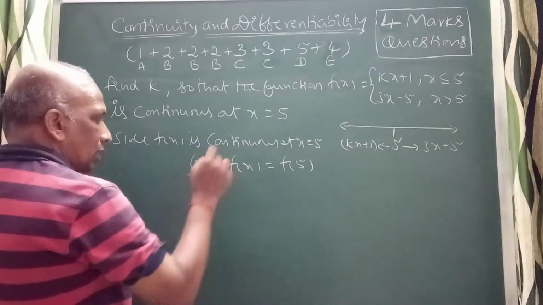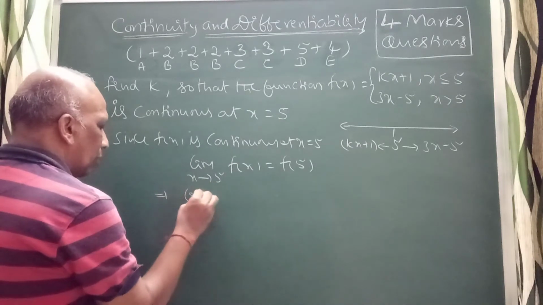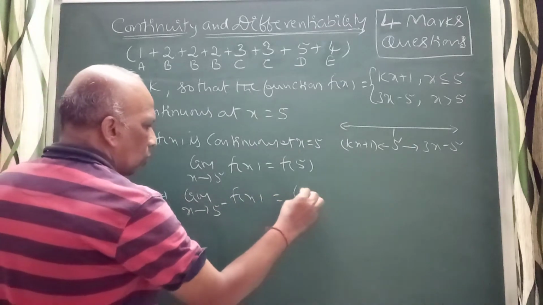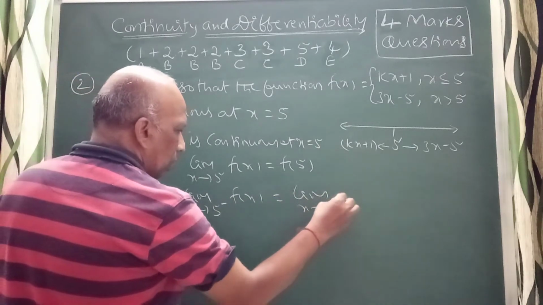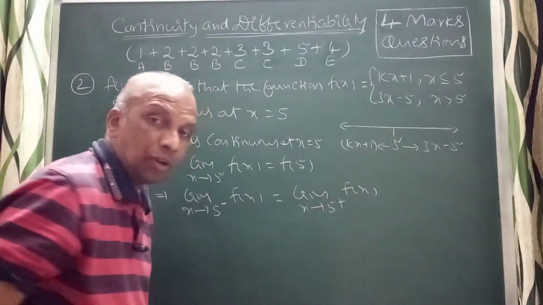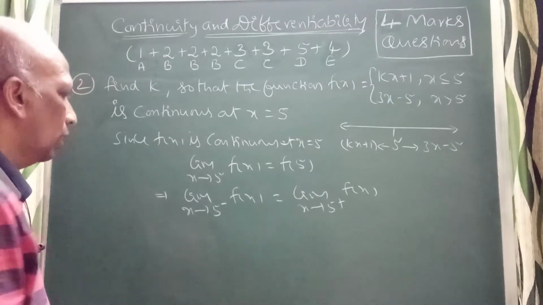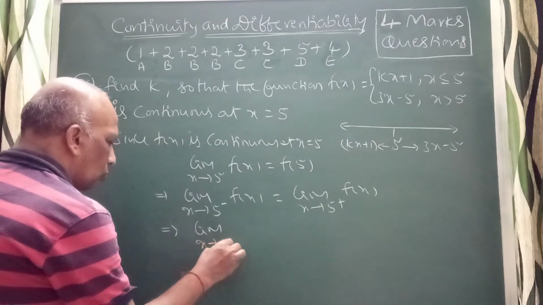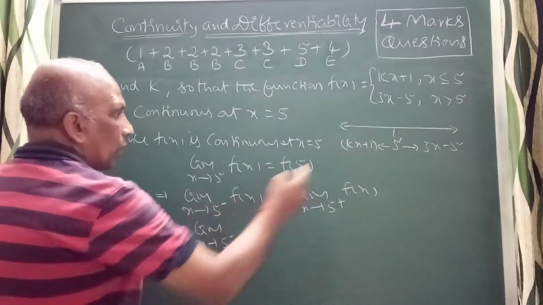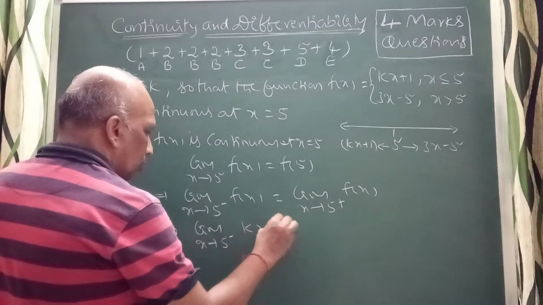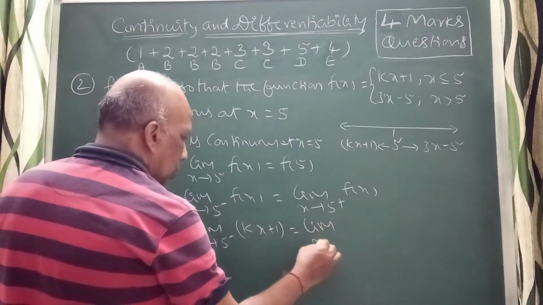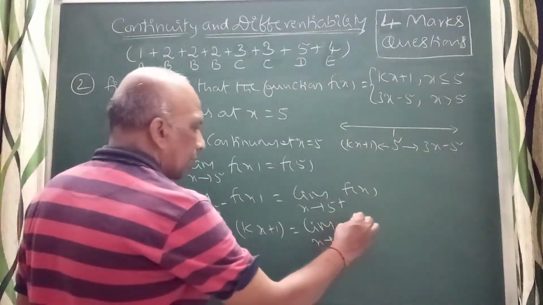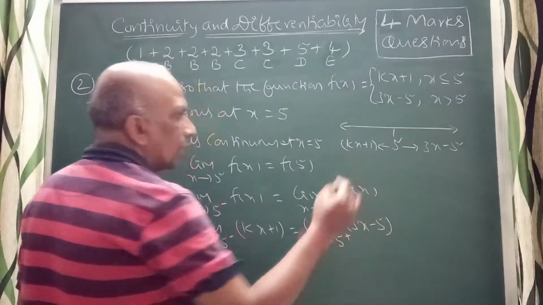Now, since the limit exists, I can conclude that limit x tends to 5 minus f of x is equal to limit x tends to 5 plus f of x, because the left limit should be equal to the right limit where the limit exists. Then I can write limit x tends to 5 minus, left of 5, kx plus 1, which is equal to limit x tends to 5 plus, more than 5, 3x minus 5.